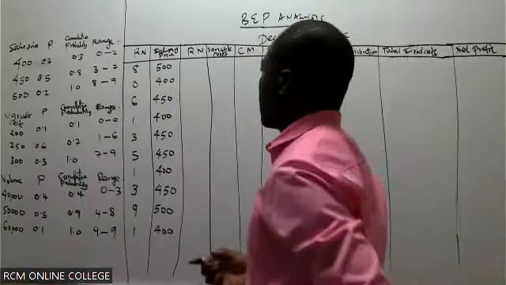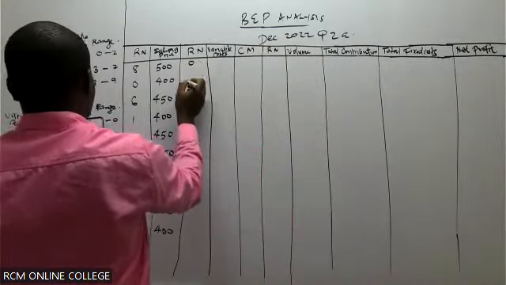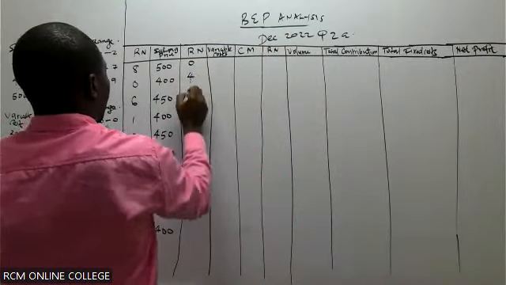Let me write down the random numbers for variable cost. So the random numbers for variable cost start from 0, 4, 3, 4, 6, 7, 2, 8, 5, 9. Good. So what do we have?